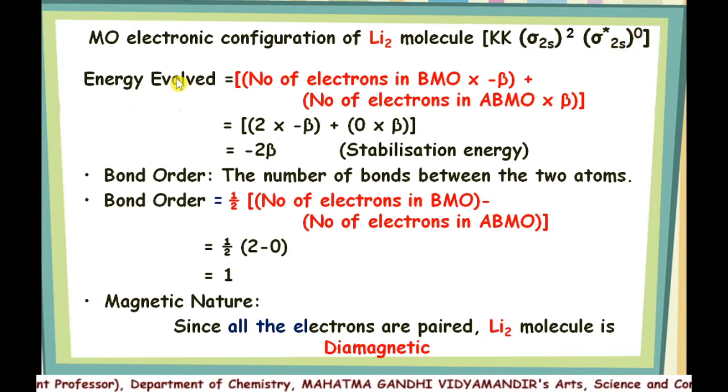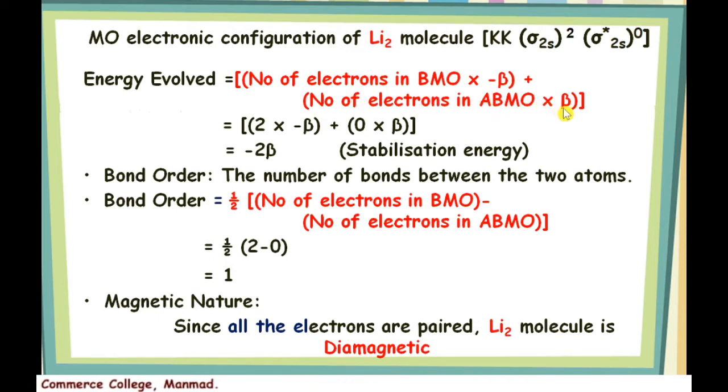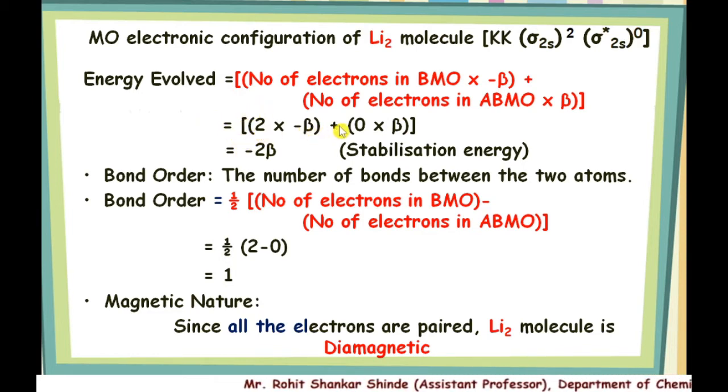Now we can calculate the energy evolved. The formula is the number of electrons in BMO into minus beta plus the number of electrons in ABMO into plus beta. The number of electrons in BMO is 2, while there is no electron in the ABMO. Putting the values, we get 2 into minus beta plus 0 into beta, which becomes minus 2 beta. So the energy evolved during the formation of the Li2 molecule is minus 2 beta, which is a stabilization energy.